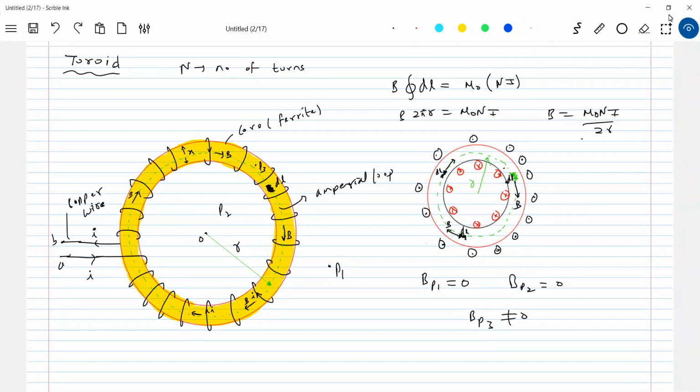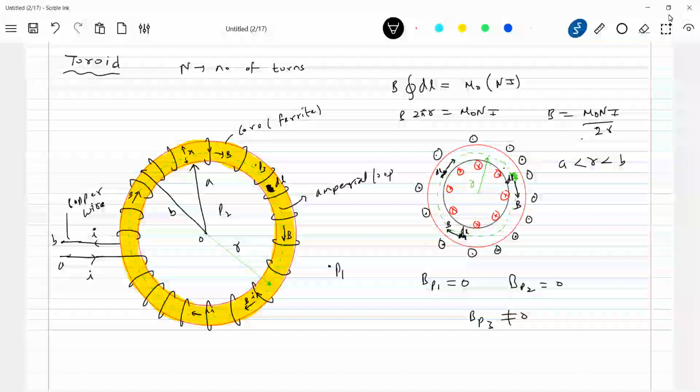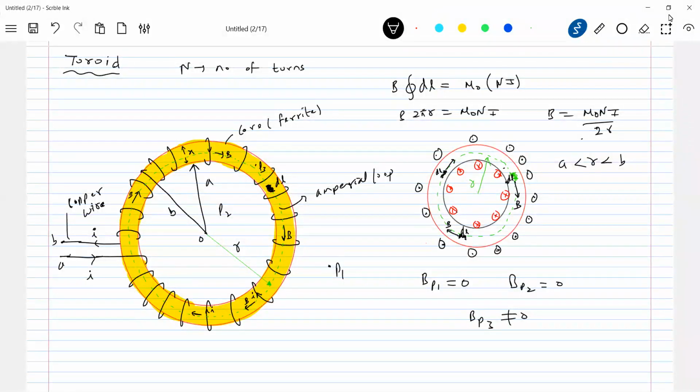So what is the condition for r? r should be less than b and greater than a. It should be within the limits of a and b. What are a and b? I'll introduce them now. This is a, and this is b. Usually b will be comparable to a. The difference b minus a will be a few centimeters, like 10 or 20 centimeters. Usually the inner radius is taken as the radius of the toroid. Very important. If any application problems come, you must have this basic picture. This is very important.